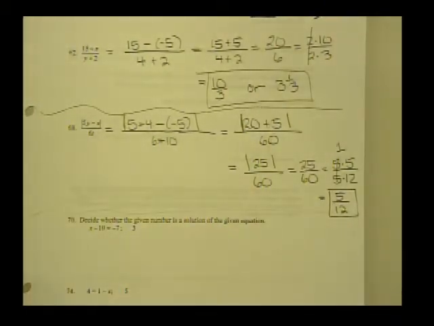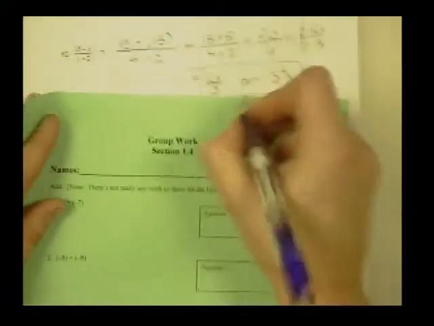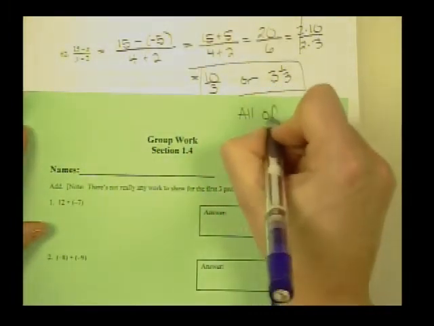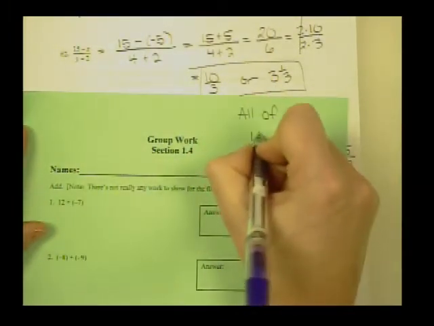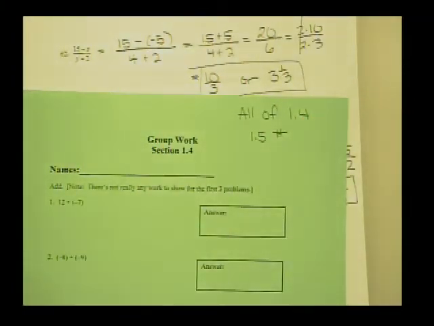Let me see what's on 1.5. I might just stop there. Got 20 minutes left. I think I'm just going to stop there for today. So I'm going to have you do all of 1.4, and then 1.5, I think it's 1 through 8. I mean 1 through 7.